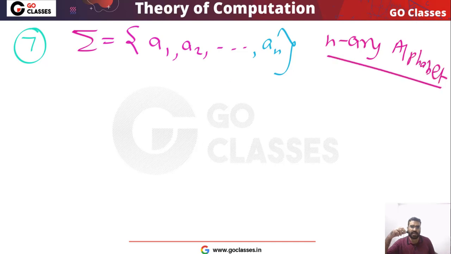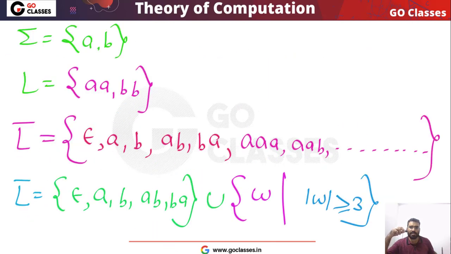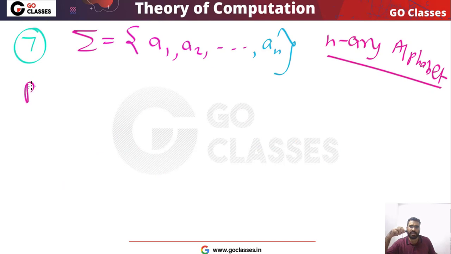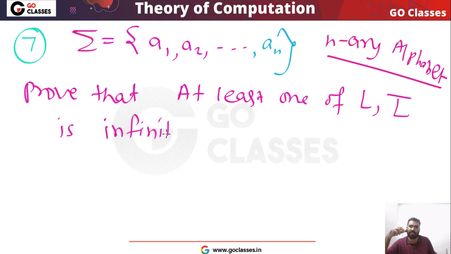Now the question is saying that we have to prove that L, L complement both cannot be finite, which means at least one of them must be infinite. Definitely at least one of L, L complement is infinite. This answer is very simple, because you know what L is and what L complement is. L complement means sigma star minus L.